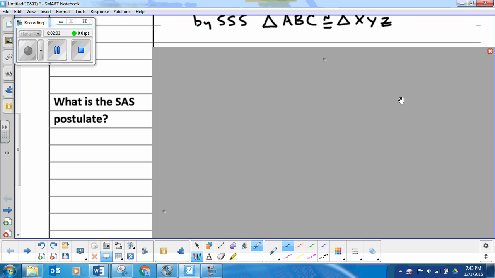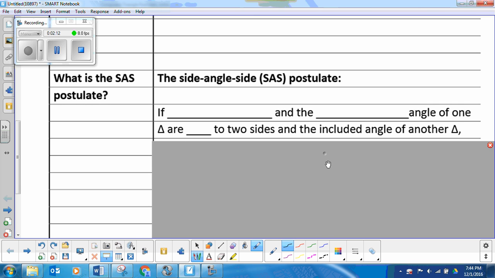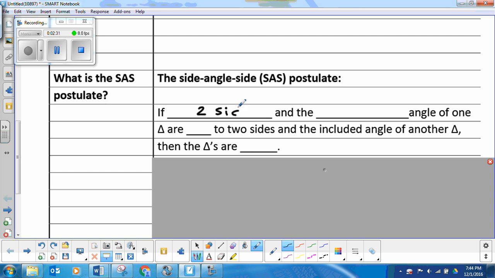Okay, so the next question is, what is the SAS postulate? And it is the side angle side postulate. Go ahead and write that down. Pause the video if you need to. And then let's fill in some information about our side angle side postulate. So we have, if two sides and the included angle of one triangle are congruent to two sides and the included angle of another triangle, then the triangles are congruent.